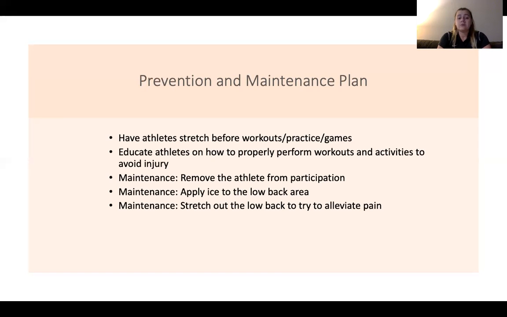So for maintenance, we are going to remove the athlete from participation, apply an ice pack to the low back area, and then we're also going to try and stretch out that low back a little bit to see if we can alleviate any of the pain they might be feeling.